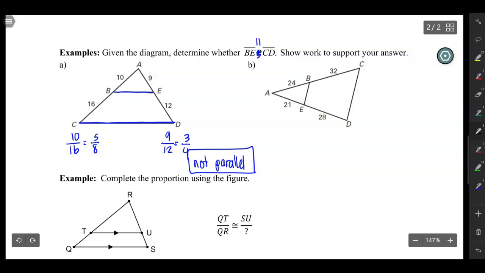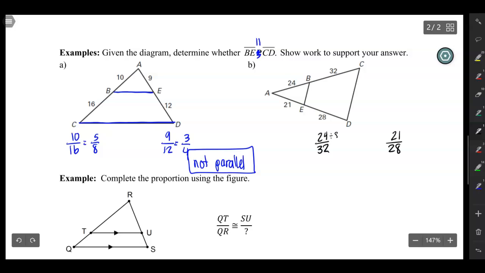Let's look at the next one. Again, we're trying to see if our two diagonal lines, the BE and the CD, are parallel. So I'm going to set up some proportions. Here's the proportions for the top of the triangle. 24 to 32. That should be the same fraction as 21 to 28.